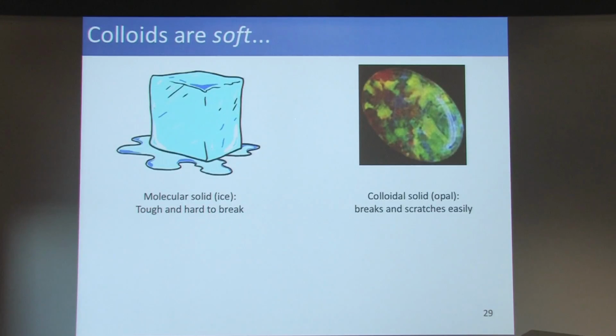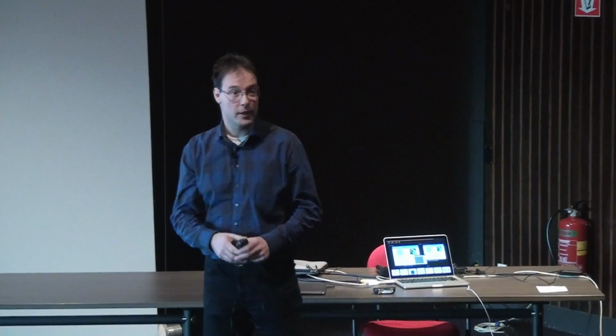And if you have a big block of ice and you want to get a small piece off, you really have to take a hammer and use a bit of force to break it. Now if you take our colloidal crystal here, say an opal, this breaks and scratches really easily. If you throw it on the floor, it's gone. Even with your finger, you can scratch it completely. The only reason you can do that is because these things are very, very soft. There are deep reasons for why this is the case, but for this talk, it's just important that you realize it's very easy to break a colloidal crystal.